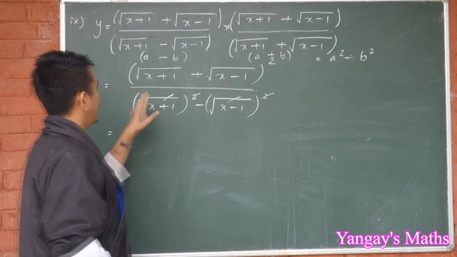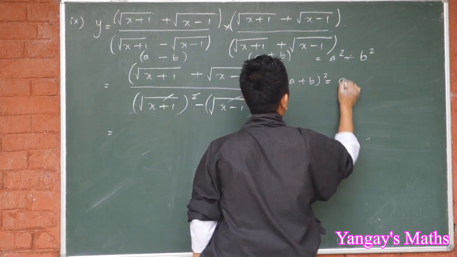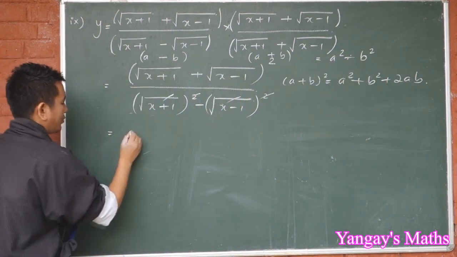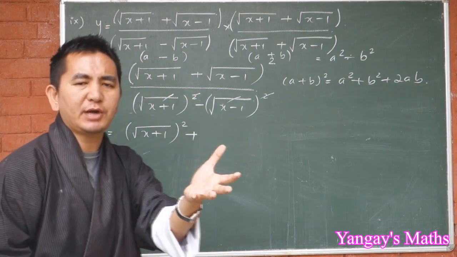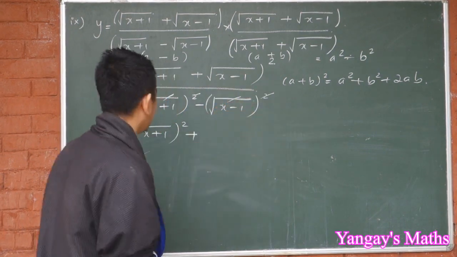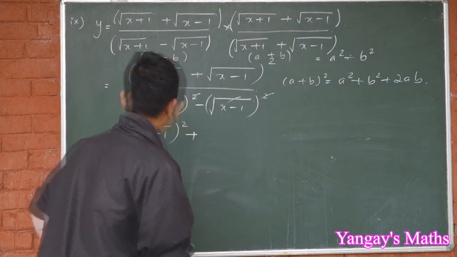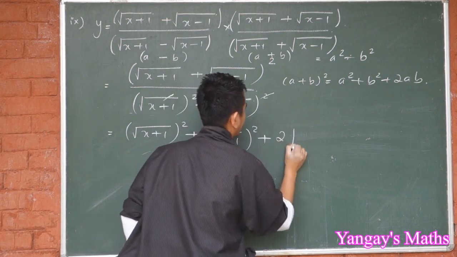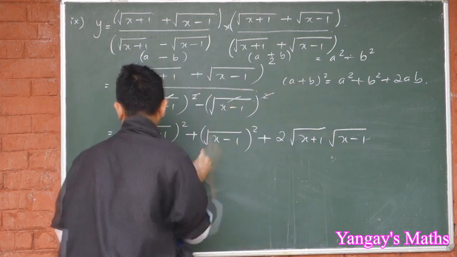So we have now, this is in the form of a plus b whole square. What's a plus b whole square? A plus b whole square is equivalent to a square plus b square plus 2ab. Correct? A square, we have root of x plus 1 whole square plus b square, plus 2ab, which is 2 root of x plus 1 times root of x minus 1. You need to have a certain base in order to understand, otherwise you won't understand anything here. I don't have time to teach all the basic things. You are in class 12 now.